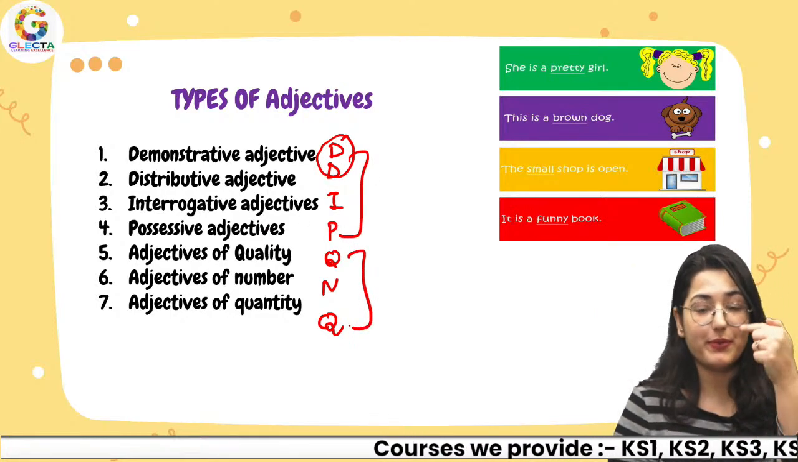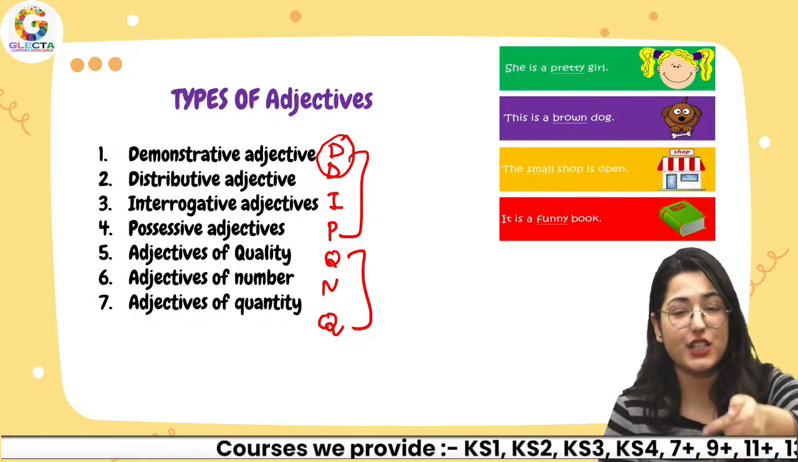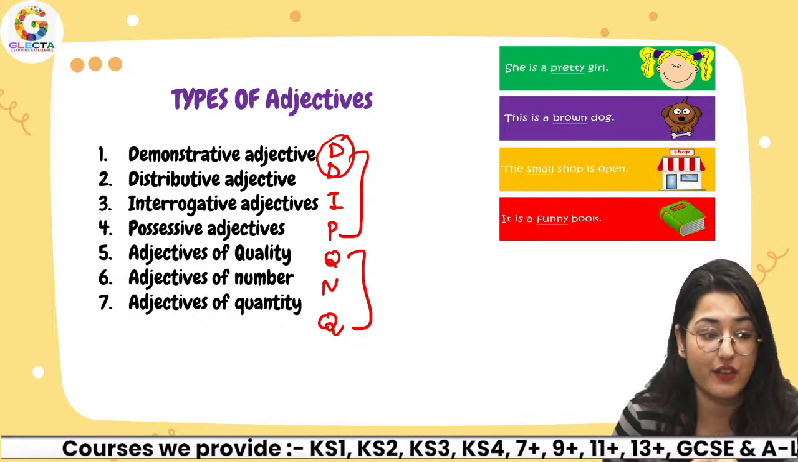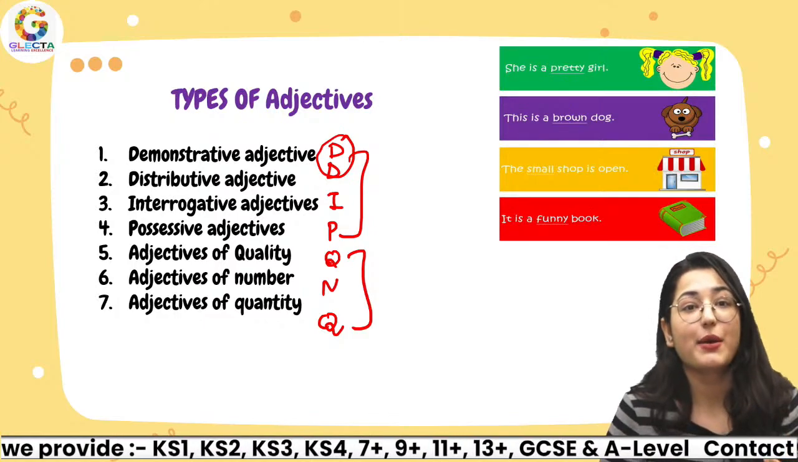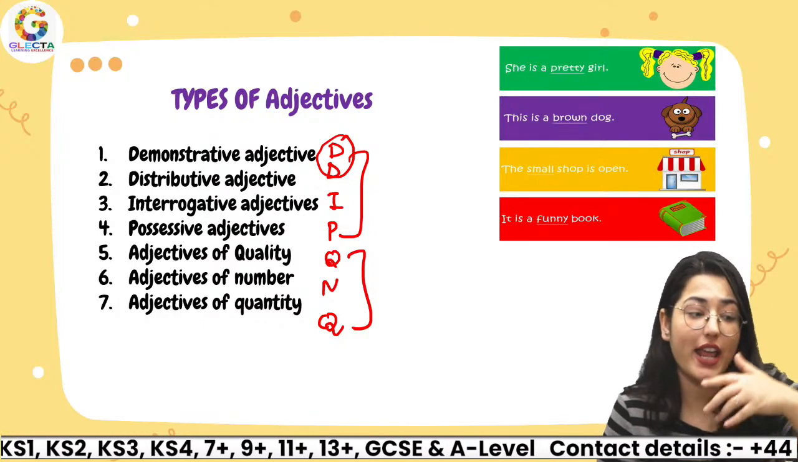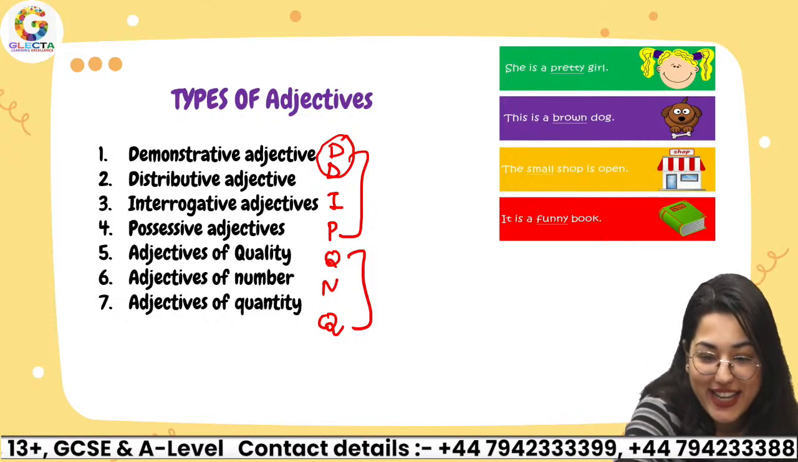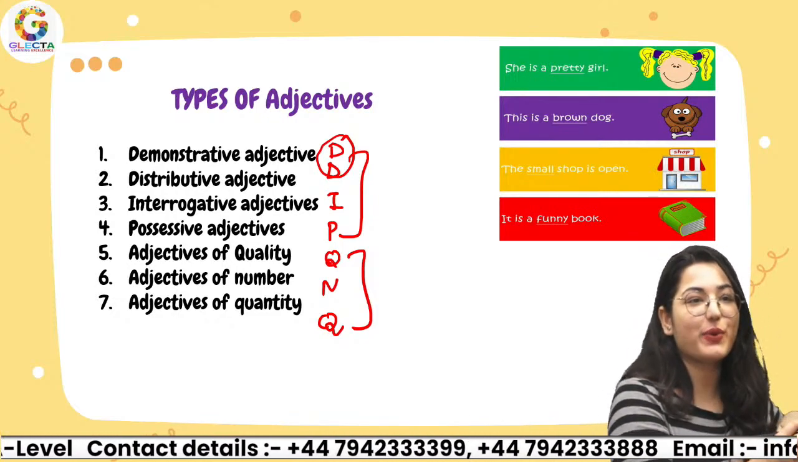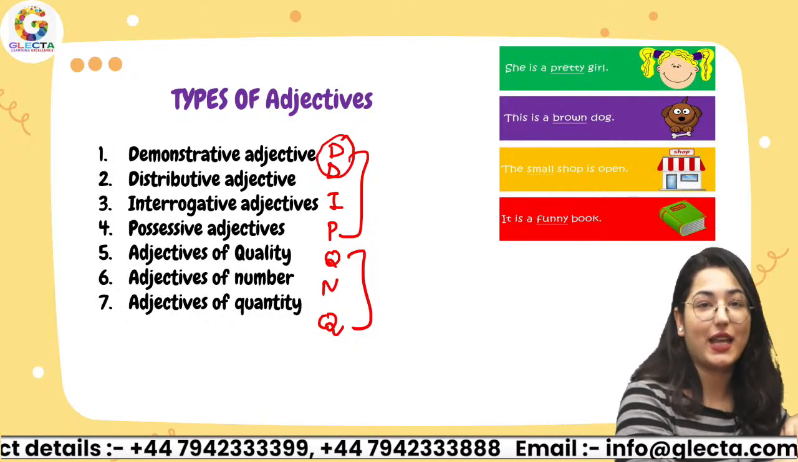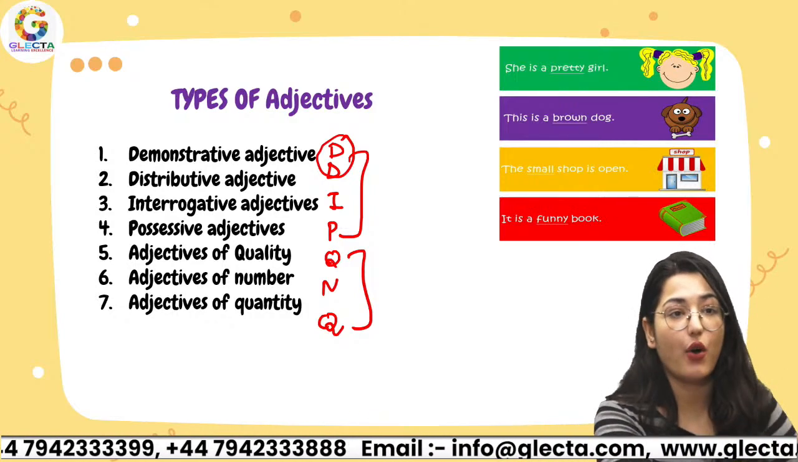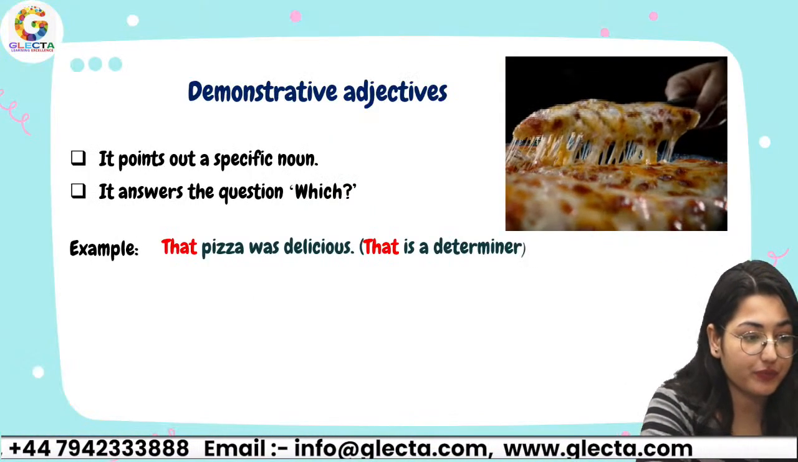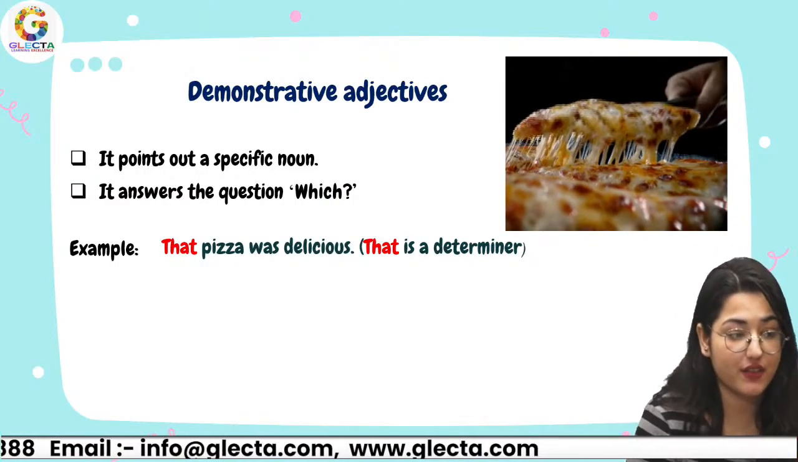So dip: demonstrative, distributive, I stands for interrogative, P stands for possessive, Q stands for quantity, N stands for number, and again next Q stands for quality. Dip, Q and Q, this is how, yes, very good, Aradhya, this is the easiest way to learn all the 7 types of adjectives. Now, I'd like to take you to the different types of adjectives.